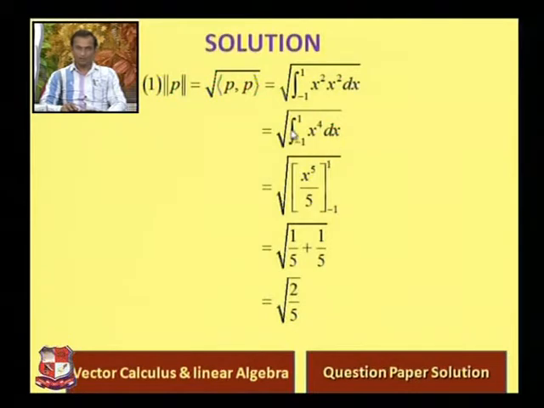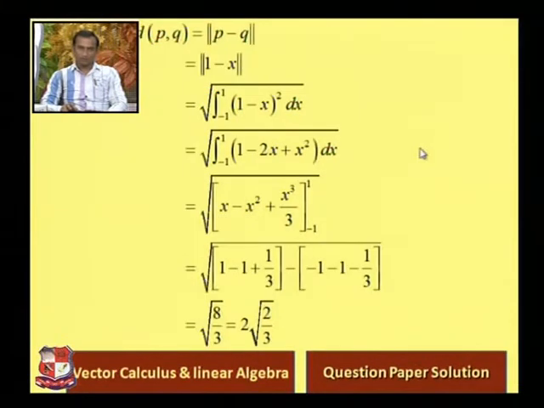Now integrate this, so we get x raised to 5 by 5. Now apply the fundamental theorem, that means upper minus lower limit. So 1 is the upper limit, so 1 upon 5 is the first step, minus minus 1 raised to 5. It is an odd power, so minus 1 raised to 5 is minus 1, and with the negative sign, minus and minus make plus. So both are added: 1 by 5 plus 1 by 5 is 2 by 5, so the norm of P is root 2 by 5.